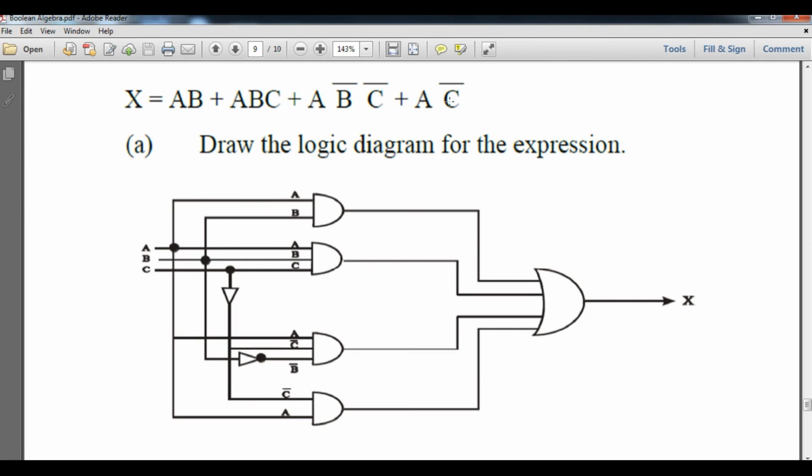So this will be A, B bar, C bar. And at last A, C bar. So here the A signal will transmit similarly like this without any NOT gate, and C from this one you can see AC. So A into C bar. So finally all these signals are attached with one gate, that is the OR gate. This OR gate will provide you the addition, that means mathematical addition. So finally X will definitely be A into B plus A into B into C plus A into B bar into C bar plus A into C bar.